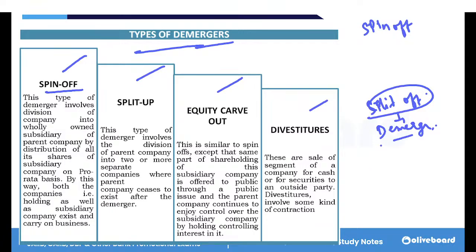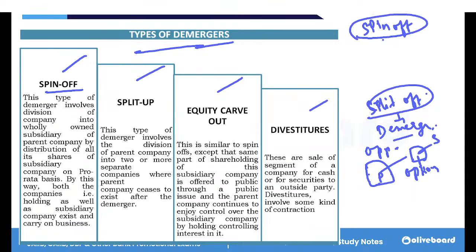In this, the shareholders have the opportunity, if the parent company is dividing into one small division, to either keep shares of the parent company only, or take the shares of the newly formed company. It means they have the option. They can take the shares of the parent company or the shares of the subsidiary company. This is split off. And what is spin off?